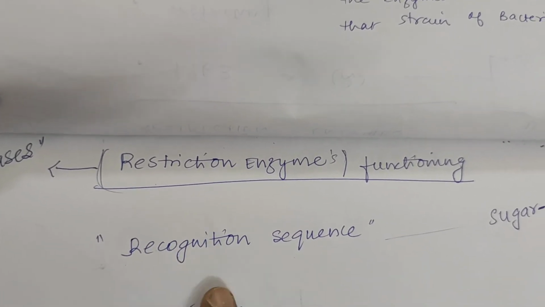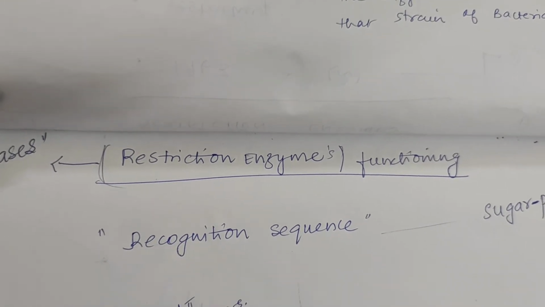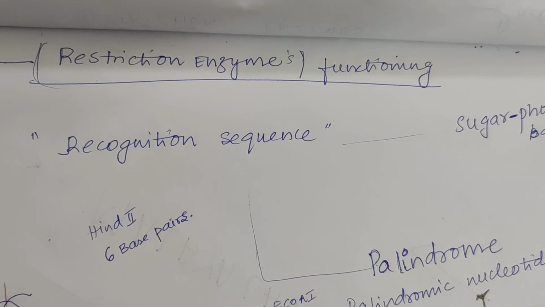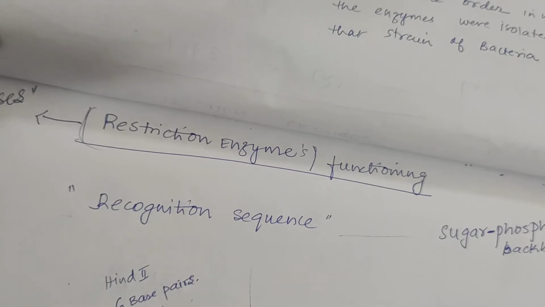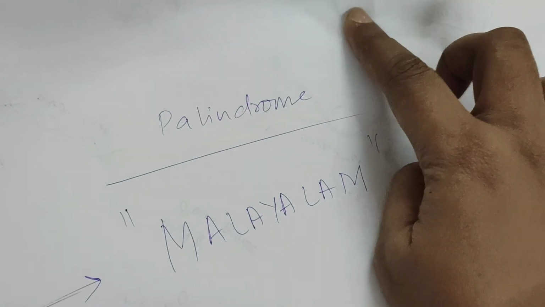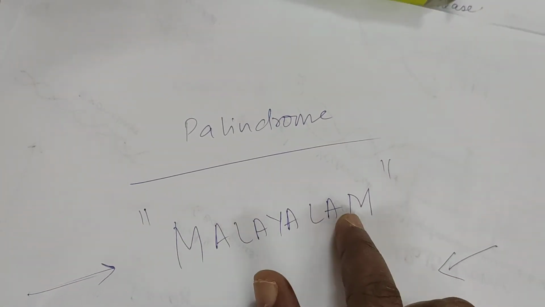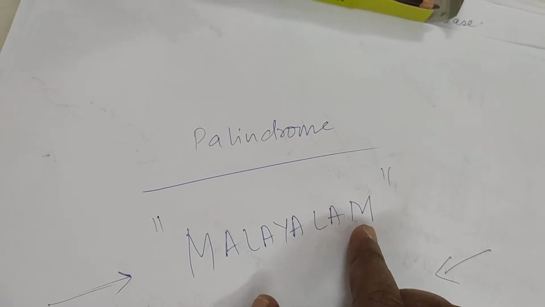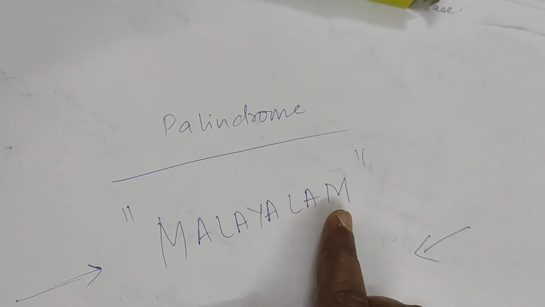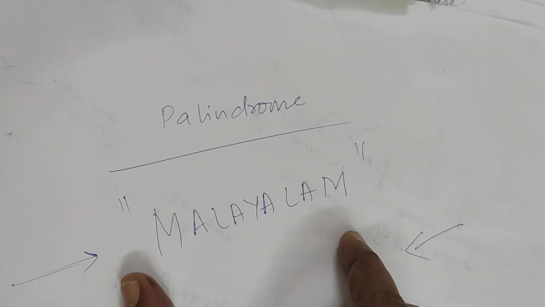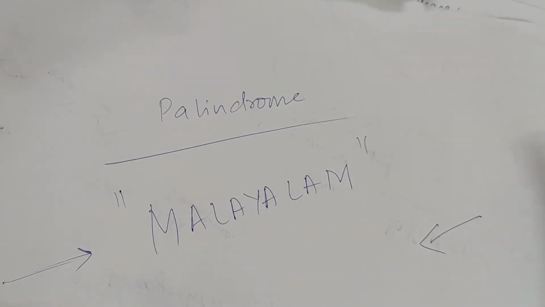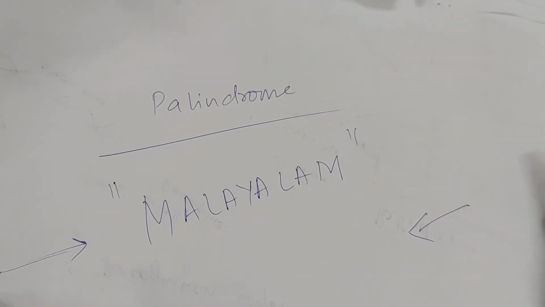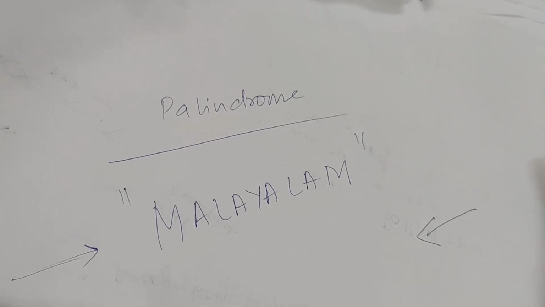Usually the recognition sequence is a palindrome. It's a palindromic nucleotide sequence. The nucleotides will be arranged as a palindrome. What is a palindrome? Palindrome means when you read it from this direction and from the opposite direction, it will be the same. For example, Malayalam. So that is a palindrome. The nucleotide sequence should be a palindrome. Then only the restriction enzymes will recognize such a recognition sequence, which is a palindrome, and will cut it at a specific point.